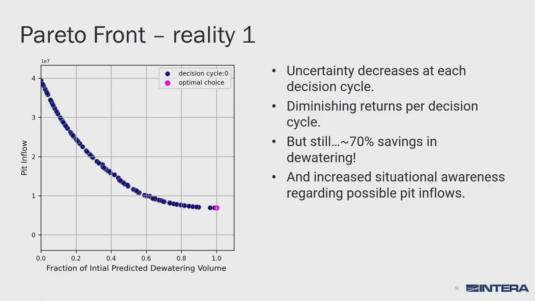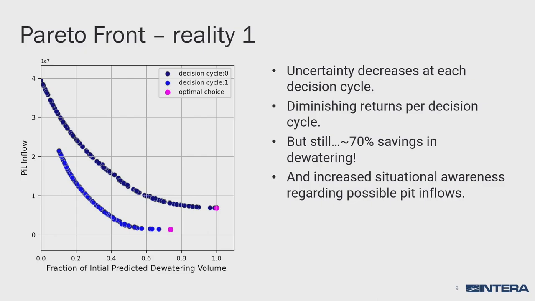Okay, so I'll just take you briefly through one reality. And here what we're seeing is the trade-off curve for reality one, before we implemented our decision. So we collected data, assimilated it, carried out our optimization, got this nice little trade-off curve. We gave this trade-off point, or this optimal choice, to our decision maker, who then went and implemented it in the reality model, and we collected data, passed to the next cycle, and boom. We have this huge decrease in required dewatering to maintain a much lower forecasted pit inflow.